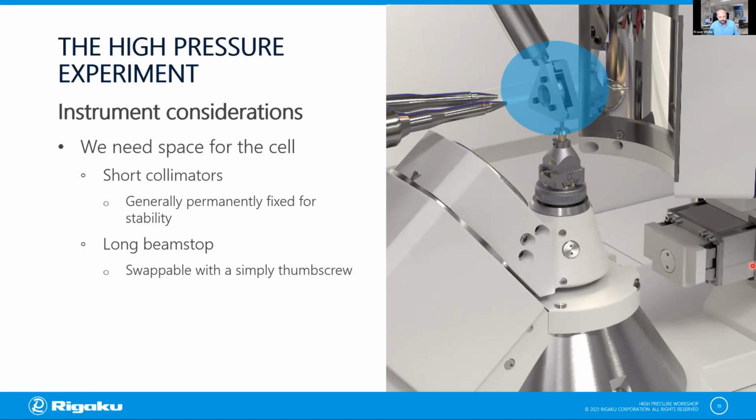So there are newer cell designs which are smaller and can fit into the space without modifications. But generally we'll have to have an extended beam stop, which is something you can quite easily change just with a thumb screw, and shorter collimators, which we normally leave permanently mounted to make sure that we get the best performance out of the system.